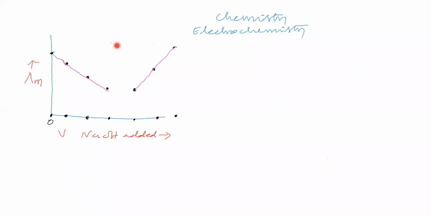Now for what purpose are we doing this titration? In order to find the unknown term. So what are we getting from this graph? The equivalence point. If you know the equivalence point, then we can say at which point the reaction will be completely over.